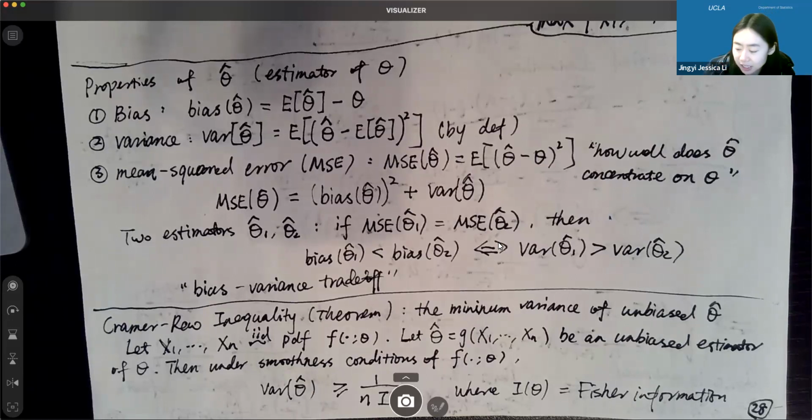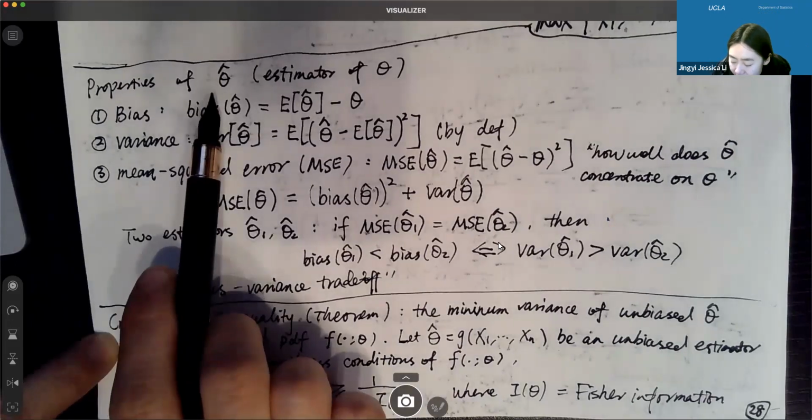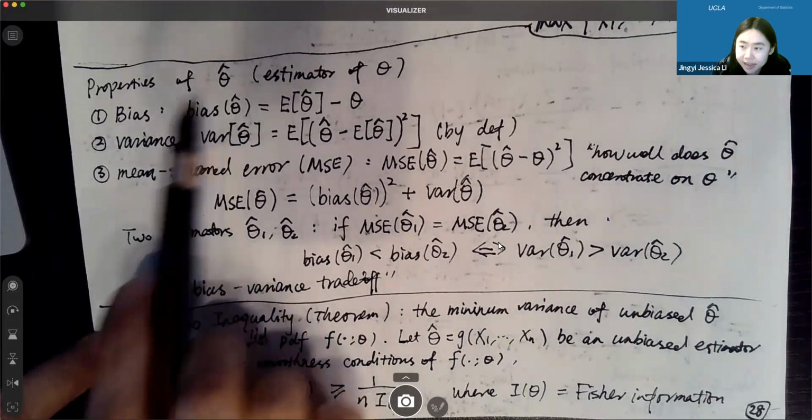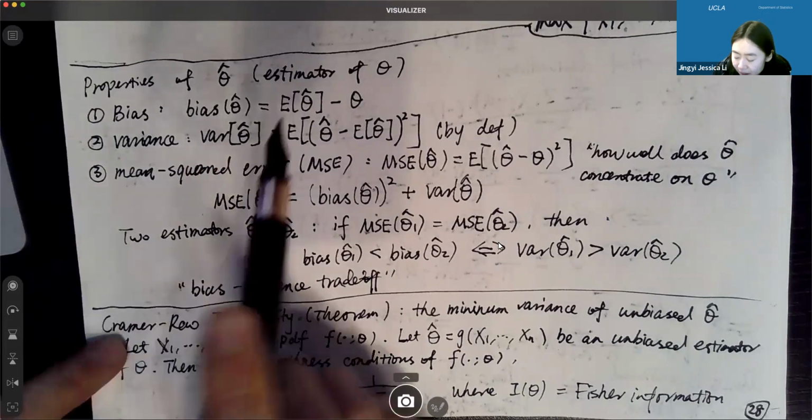Today we're going to continue our discussion on this theoretical part about our statistics. So here our discussion is concentrated on the estimator. We call an estimator theta hat, which estimates a parameter theta.